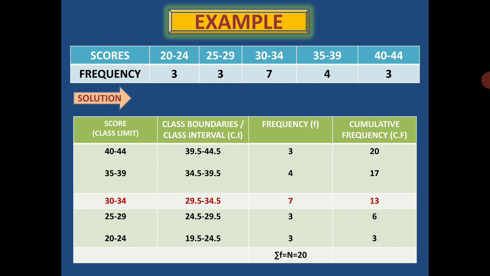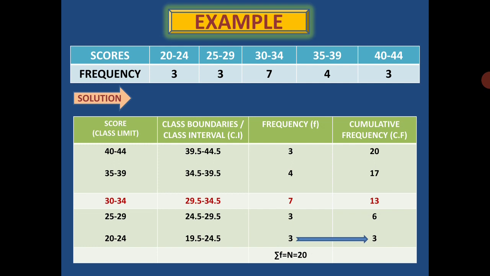We must calculate class boundaries for discrete data, like our given example. The third column is frequency, which is given, and the last column is cumulative frequency. Cumulative frequency is the most important part for calculating median. For calculating cumulative frequency, we first start from our lowest class, and the cumulative frequency will be the same as the actual frequency of that class. That is, for the 20 to 24 class limit, the cumulative frequency will be 3.